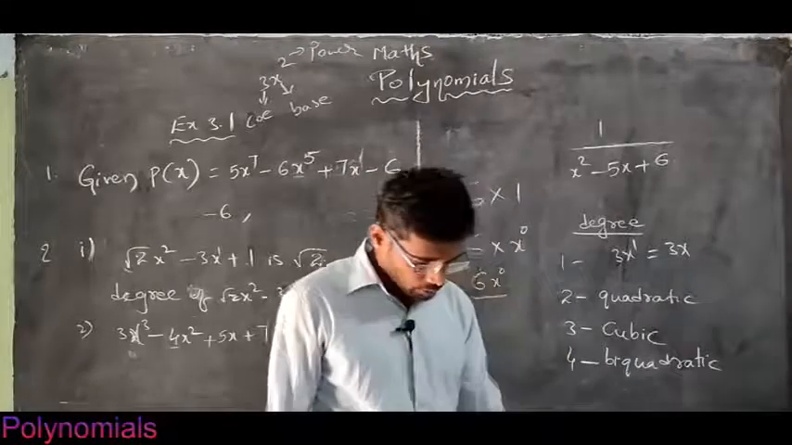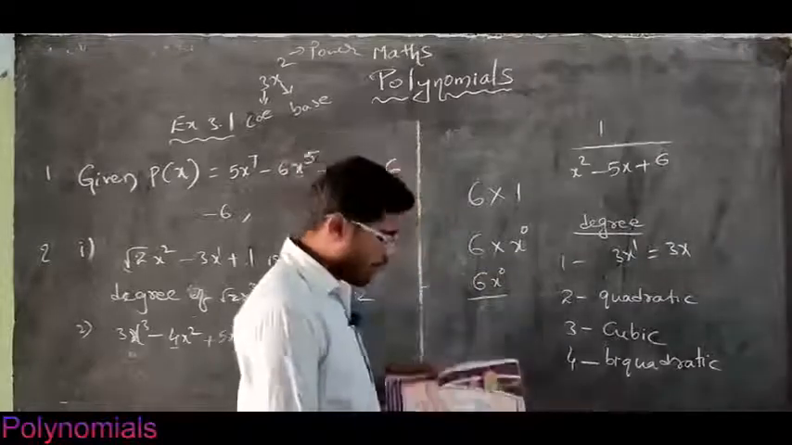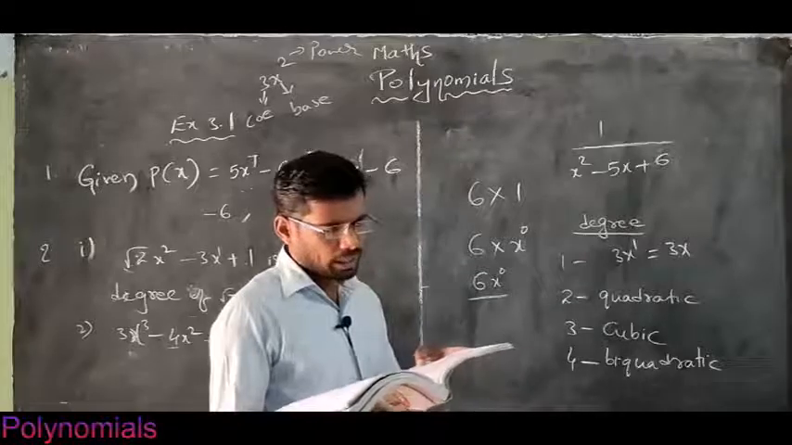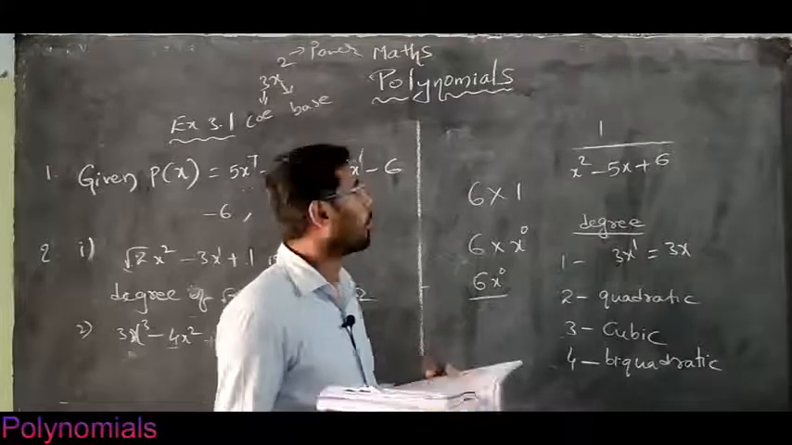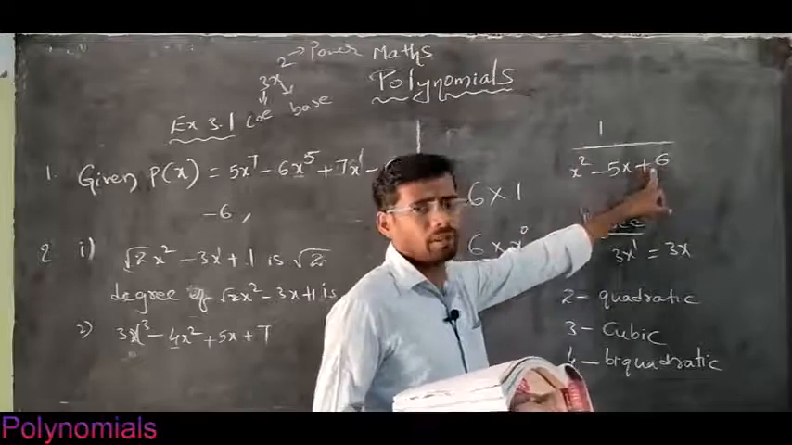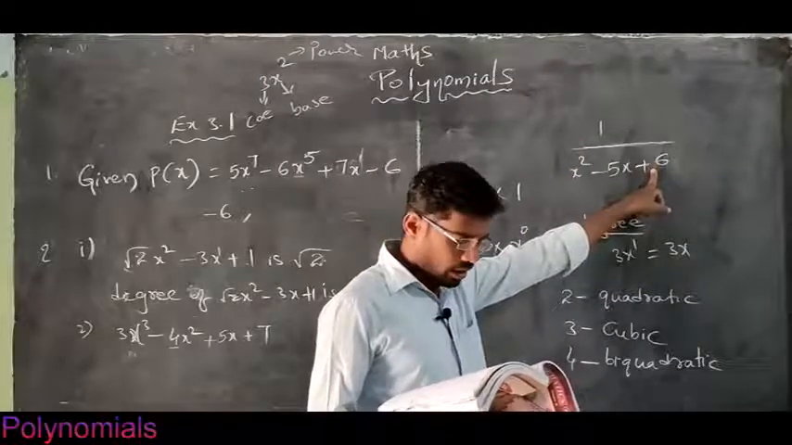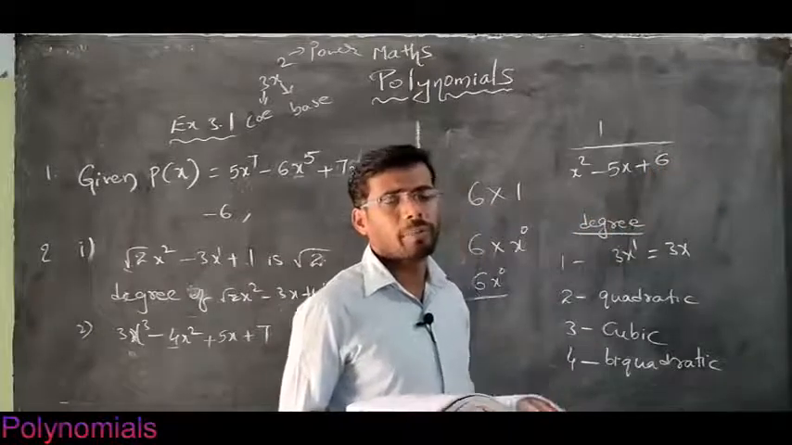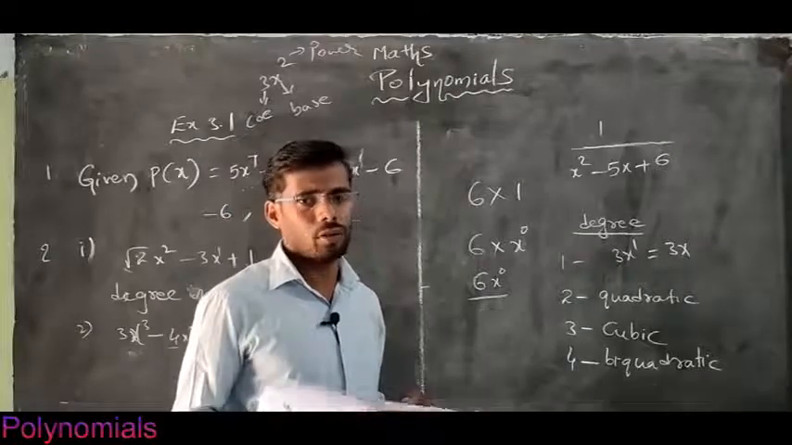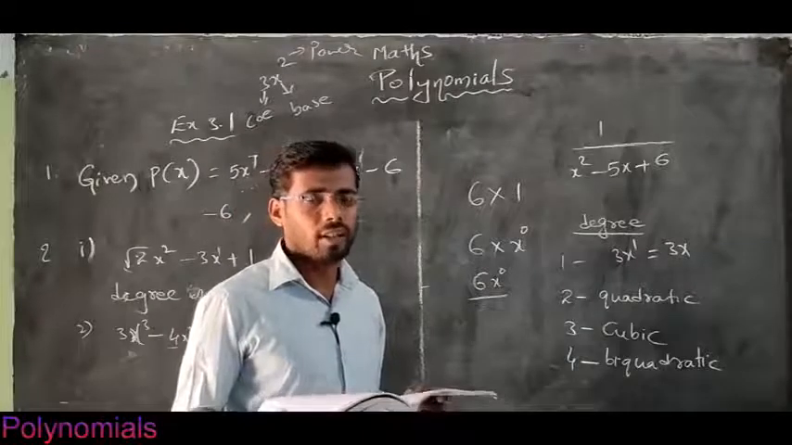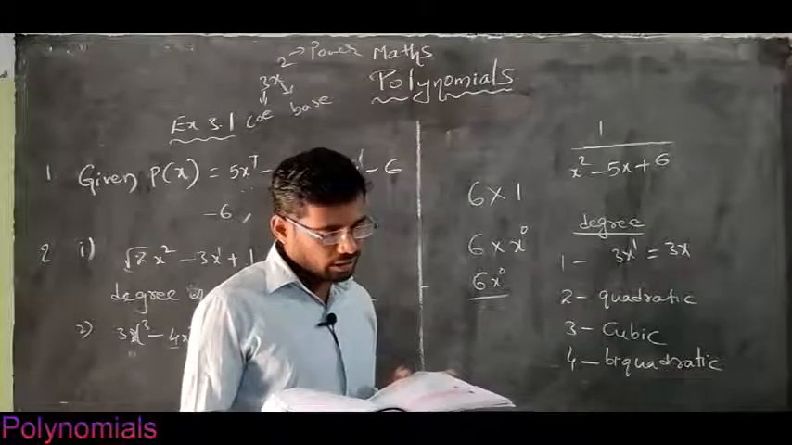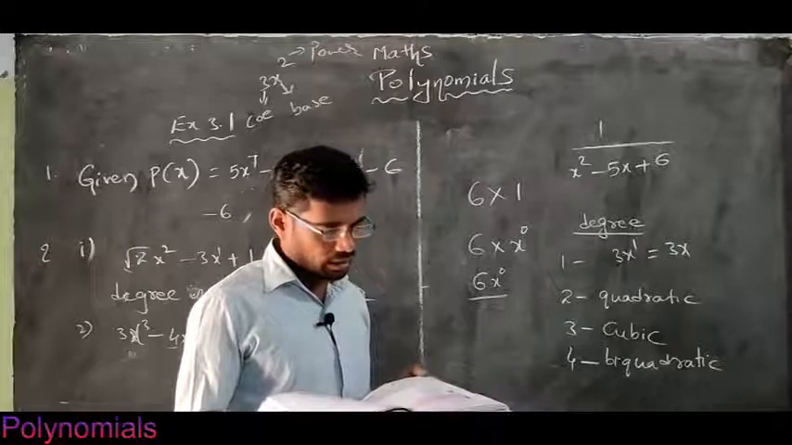Now, actually, our question is why I was explaining this. Here he is asking the fourth one: 1 by x square minus 5x plus 6 is a quadratic polynomial. First of all, you observe that the variables are in the denominator part. If the variables are in the denominator part, do we call it a polynomial? No, we will not call it a polynomial. Next, the degree of a polynomial is 1 more than the number of terms in it. Yes.